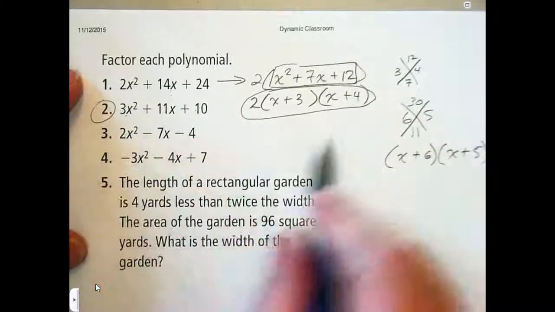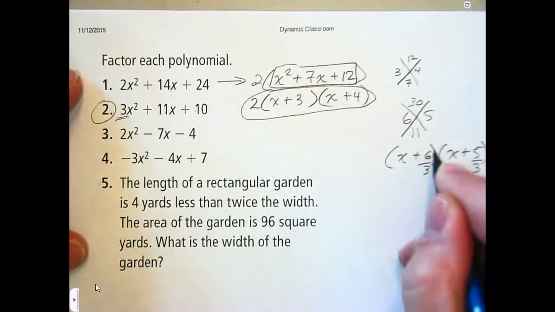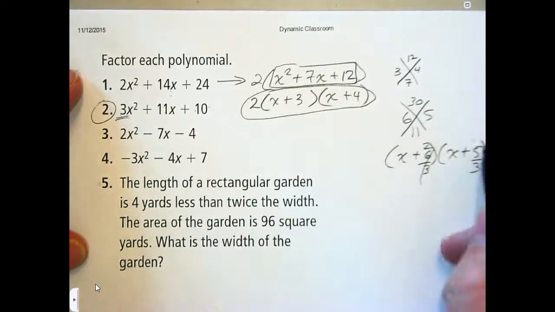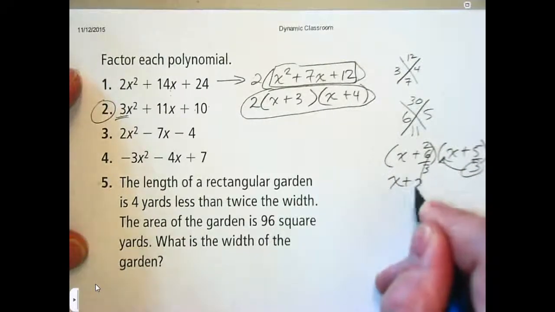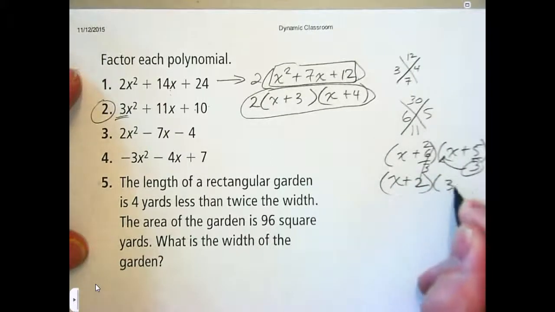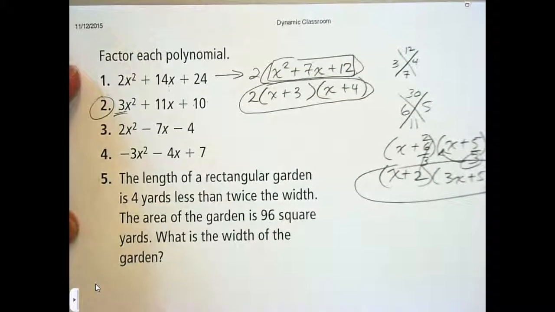Don't forget to divide by a. That's the piece that a lot of students forget. That reduces to 2. This is 5/3, so the 3 moves out in front. So you get x plus 2 and 3x plus 5. That is number 2.